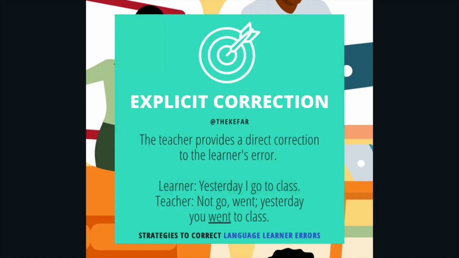Another strategy is explicit correction. So this is when you correct the error directly as opposed to elicitation, which is where you give the student an opportunity to correct it themselves. So as an example, if we have the same sentence, the learner says, yesterday I go to class, and you say not go, went. Yesterday you went to class. Okay, so you're again explicitly correcting that mistake.